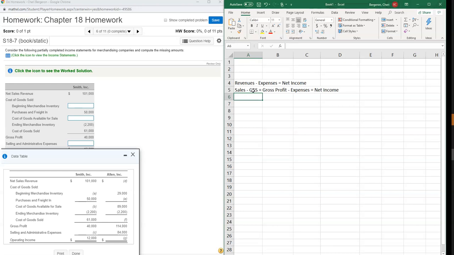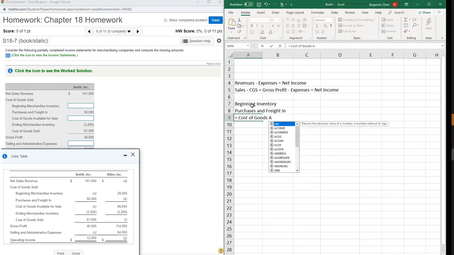So then we have to know what is this cost of goods sold right here. Well, cost of goods sold is beginning inventory. And then you add to that costs incurred during the period. So we're going to do plus all of our purchases. That's all the purchases that we made for inventory, including freight in, because we add that to the cost of our inventory. And that gets us to the cost of goods available for sale.